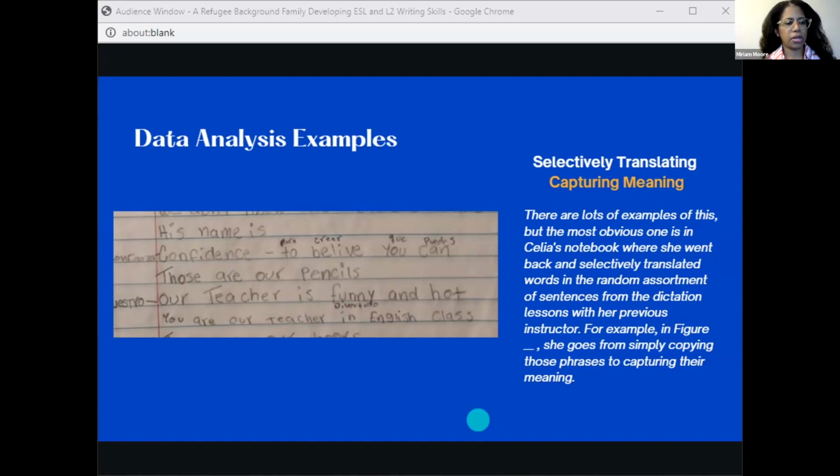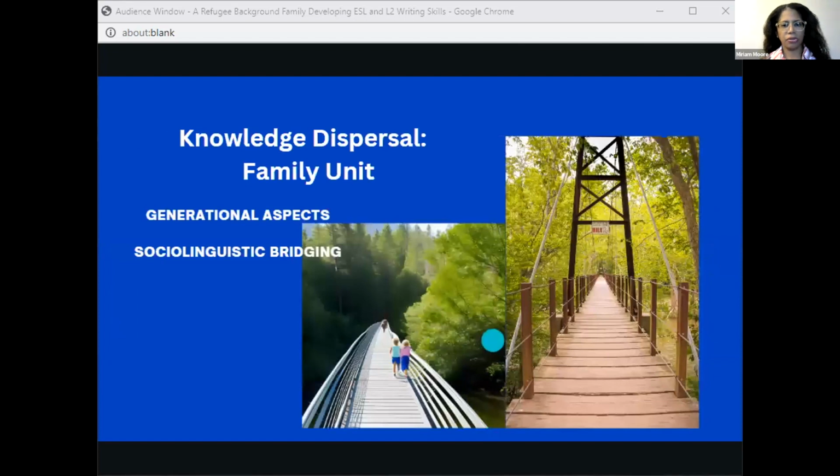And the same with here. She translated the first word, nuestro, in the margin, but then she translated "our teacher is funny and hot." I didn't dictate that, somebody else did. But funny here is translated as divertido, which in fact means fun, not funny, but it still captures the tongue-in-cheek nature of the sentence. So she's getting the idea, and a lot of the text that I saw in her notebook was along those lines.